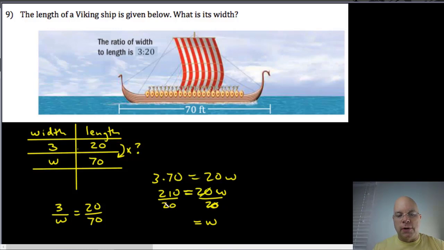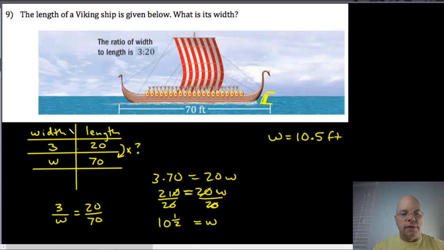And then 210 divided by 20, I can factor out the 10. And then 21 divided by 2 is 10 and a half. So 10 and 1/2, or 10.5. So the width of the boat, which you can't see in this picture, but it would be sort of like from here to here, however wide that boat is, would be 10 and 1/2 feet, or 10.5. Don't forget your units, feet.